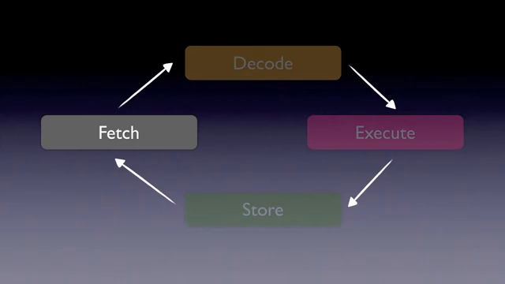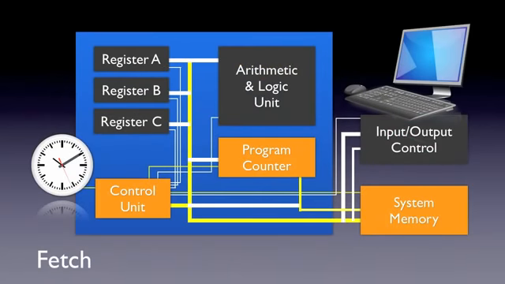We start with the fetch process. In this process, the clock emits a pulse that tells the control unit to begin the next cycle. The control unit instructs the program counter to place the number of the next step of the program on an address bus. It also tells the system memory to place the instruction with that number on the data bus. Finally, the control unit records the instruction. In other words, the processor fetches the next step of the running program from system memory.